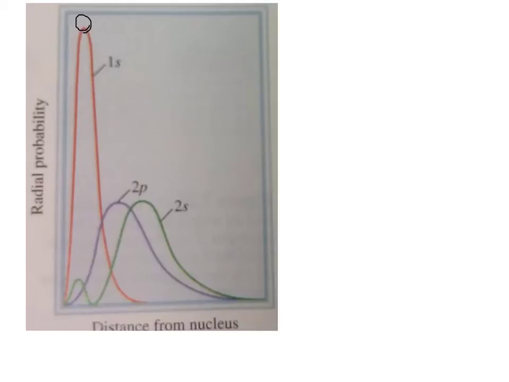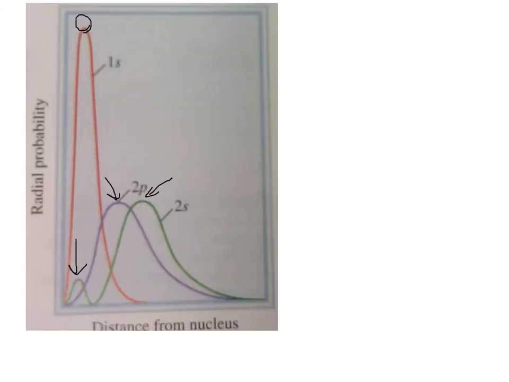For the 2s and the 2p, we see 2 maxima. One right there for the 2s, and one right there for the 2p. And you see that the maxima for the 2s is actually further away from the nucleus. But we also notice that there is another point of maxima, and that is also for the 2s right there. So basically, there are 2 areas where we have maxima in terms of probability of finding the electron around the nucleus in the 2s orbital.